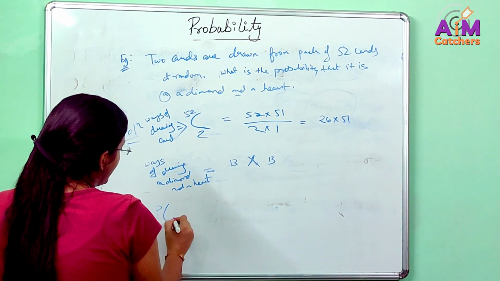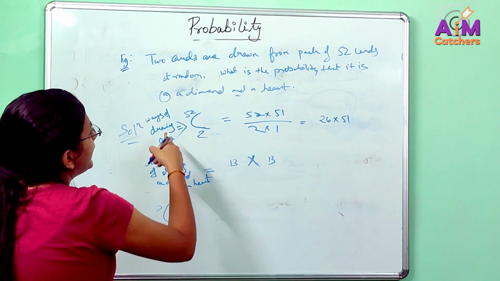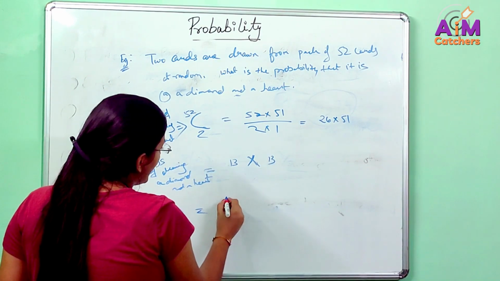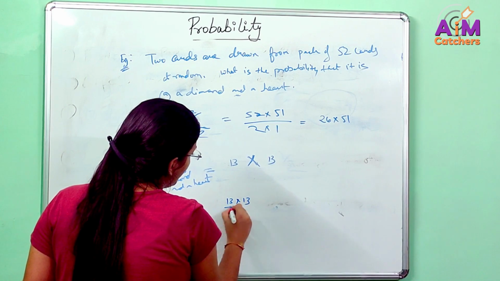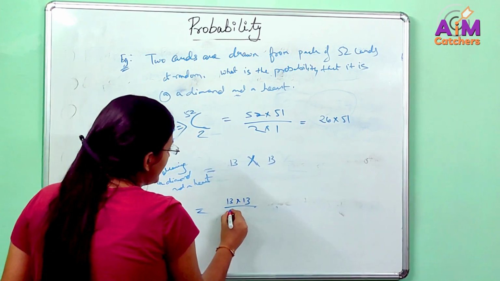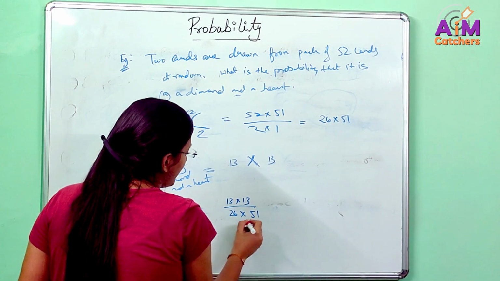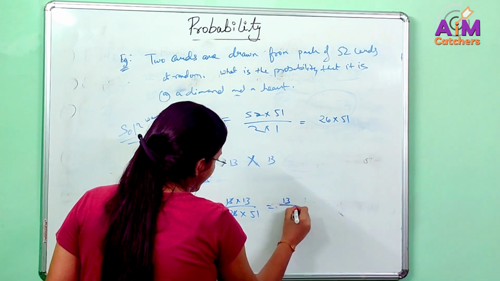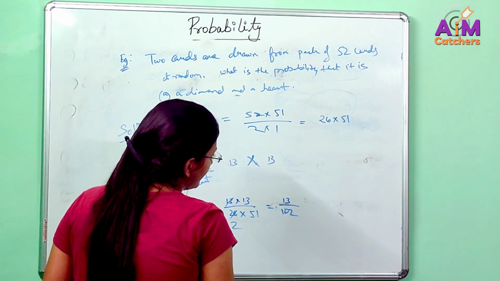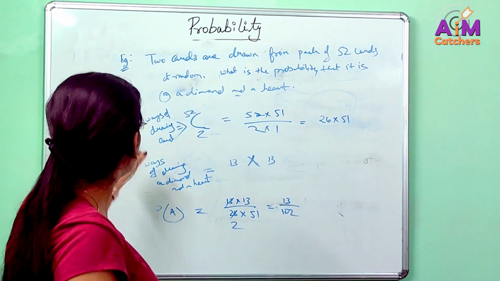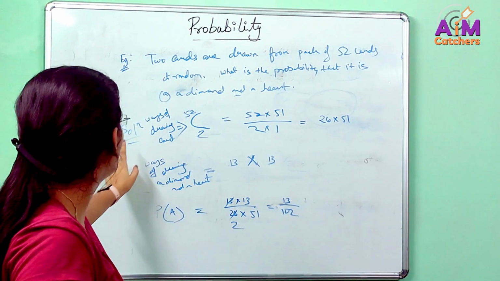So now the probability. The probability that it is a diamond and a heart. Probability of A is ways of drawing a diamond and a heart, 13 into 13, by ways of drawing 2 cards out of the 52 cards, which is 26 into 51. By 102. This is the answer.